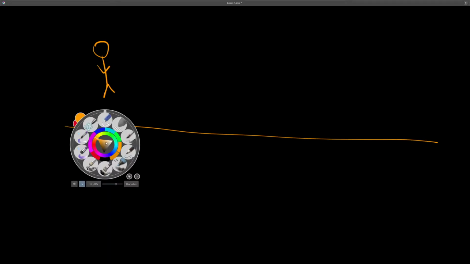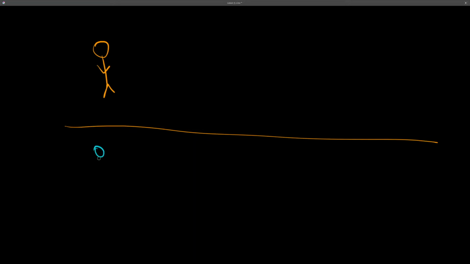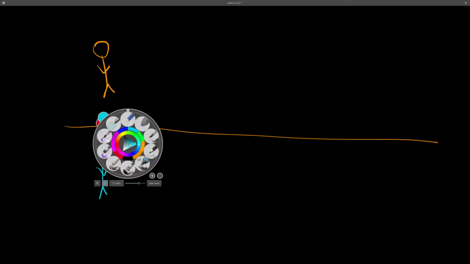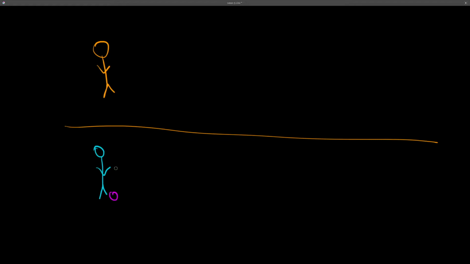So say I had two different scenarios. I have this person, scenario 1, and I have this person, we'll draw in a different color, as scenario 2. In both scenarios, person 1 will kick the ball with a force of 20 newtons, and person 2 will also kick the ball with a force of 20 newtons.